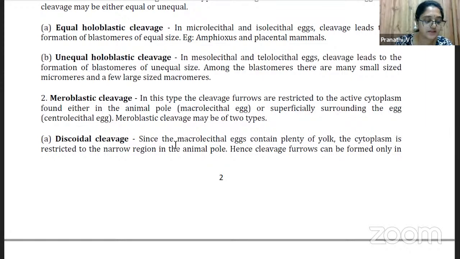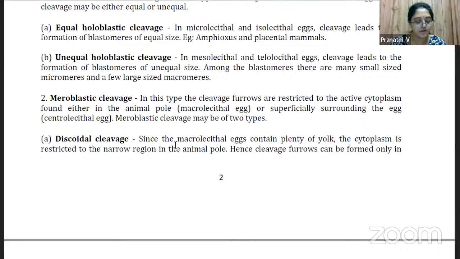In the case of indeterminate cleavage, like I told you, the fate of the cells in the embryo is not exactly known earlier or predetermined. And this is seen in vertebrates and echinoderms. When it comes to holoblastic cleavage, you have bilateral cleavage, and it can be seen in the kind of symmetry that is seen when the cleavage furrow cuts the egg into two equal cells. It can be either radially symmetrical, bilateral, or spiral also.